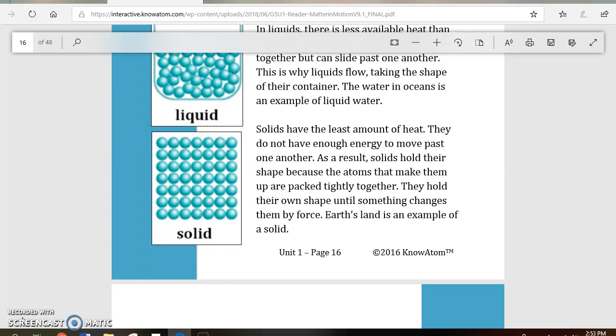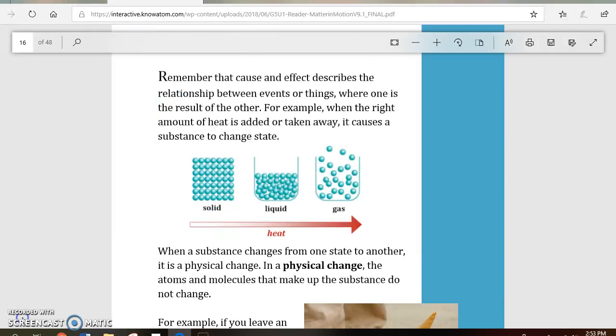Solids have the least amount of heat. They do not have enough energy to move past one another. As a result, solids hold their shape because the atoms that make them up are packed tightly together. They hold their own shape until something changes them by force. Earth's land is an example of a solid.